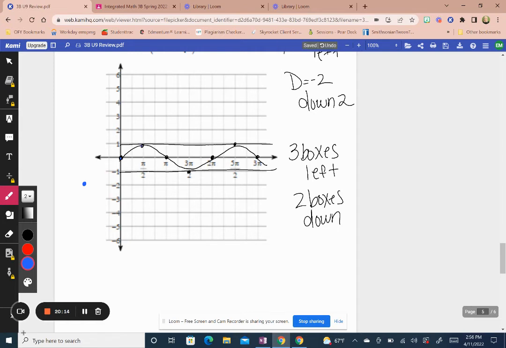Okay, this one right here, 3 to the left. 1, 2, 3, down 2, 1, 2. This one right here, 3 boxes to the left. 1, 2, 3, down 2, 1, 2. This one right here, 1, 2, 3, 1, 2. This one right here, the same, and this one right here, the same.